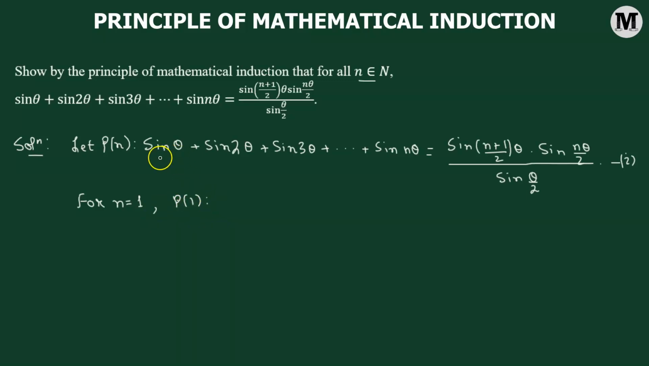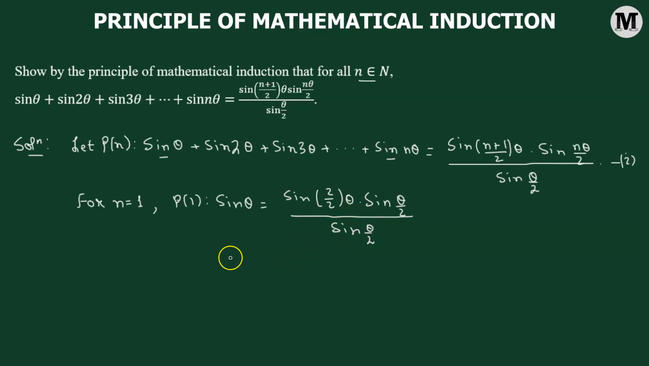P of 1 means we only have to consider the first term, or we can also take the nth term, which is sine n theta, and replace n with 1. That's going to give us simply sine theta. So sine of theta is going to be equal to sine of (n plus 1) over 2, so that's going to be 2 over 2 times theta, multiplied by sine of n times theta over 2, so we have theta over 2, whole divided by sine of theta over 2.